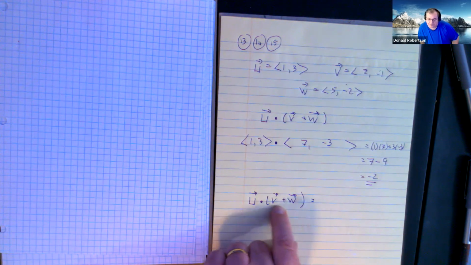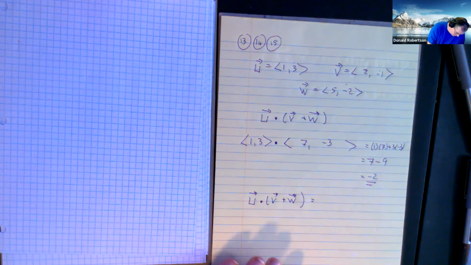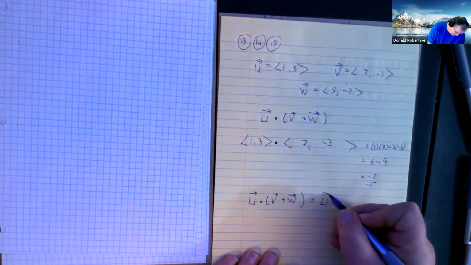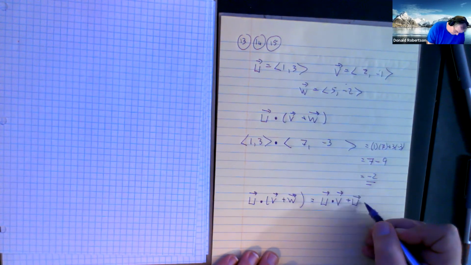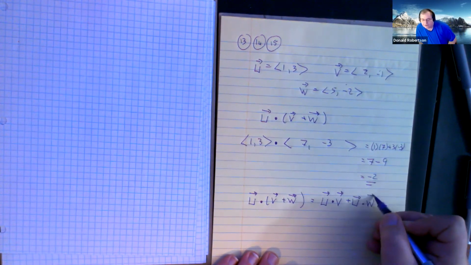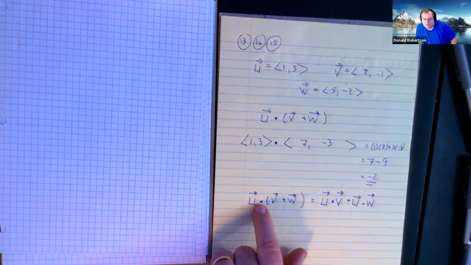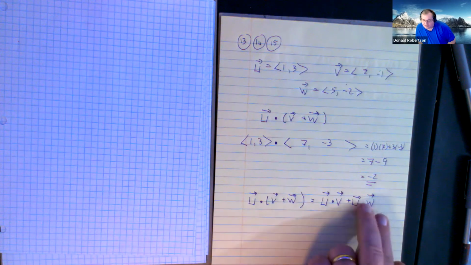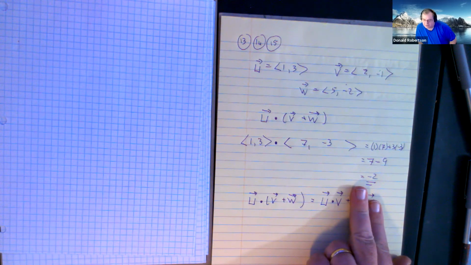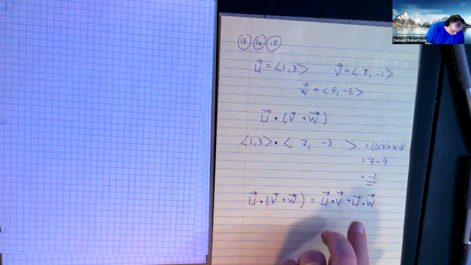This dot product is made up of u dot v and u dot w added. It's also equal to this. Can you see why that is the same answer as this? In other words, I could find u dot v and u dot w separately and add them up. So let's just try that out.